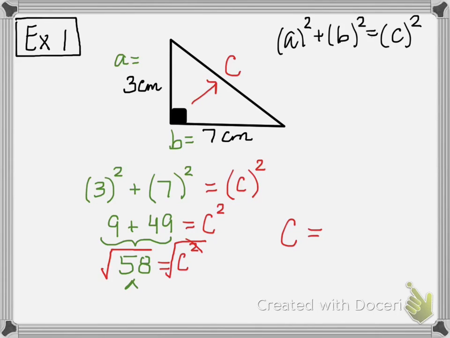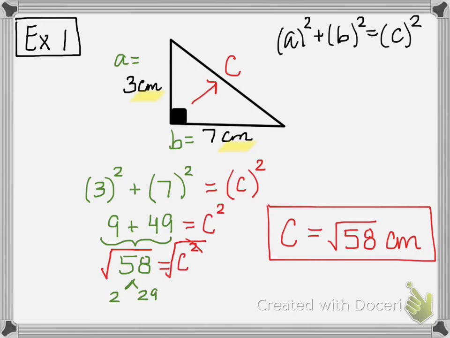I know that 58 is even, so 2 goes into it. And 2 times 29 gives me 58. But I can't break down 29 anymore. So my final answer here, guys, is that C equals radical 58. So we tried to break it down. We figured out that we can't break it down anymore. And again, because we're dealing with a side length here, centimeters, centimeters, so you should have radical 58 centimeters in your final answer.